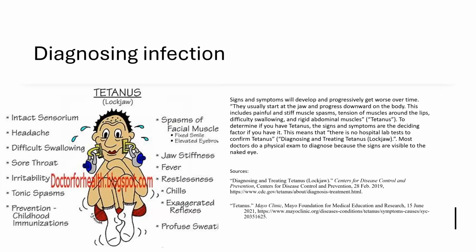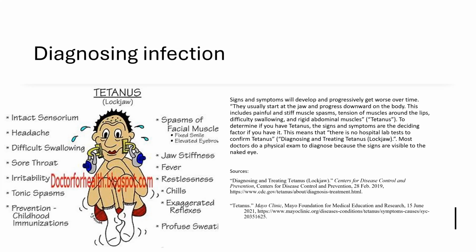How to diagnose? There is not a specific test to diagnose tetanus. So most of the diagnostic procedures are looking for signs and symptoms, and the signs usually start with the jaw and progress down the body. It includes painful and stiff muscle spasms, tension of muscles around the lips, difficulty swallowing, and rigid abdominal muscles.